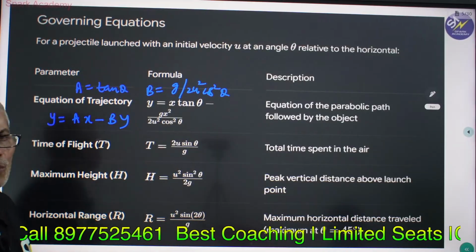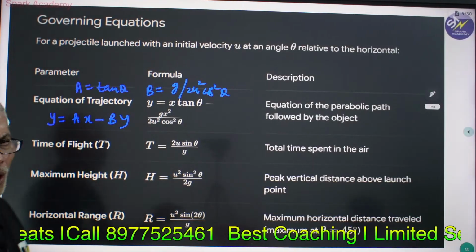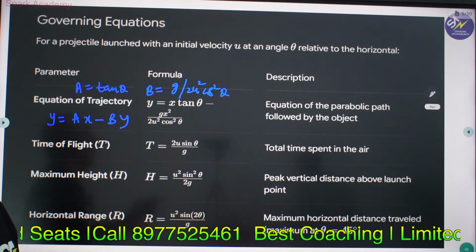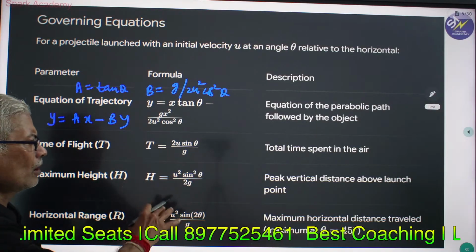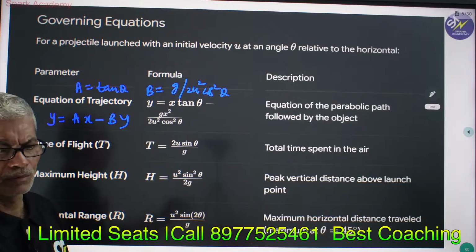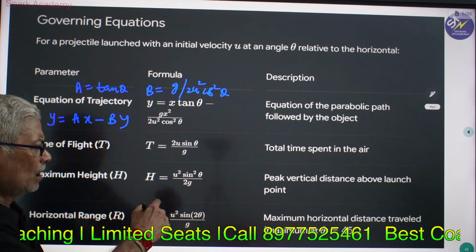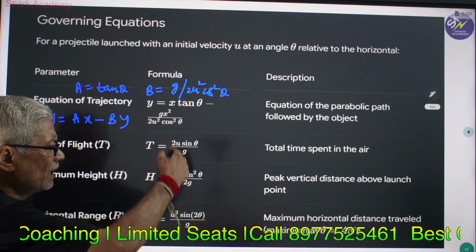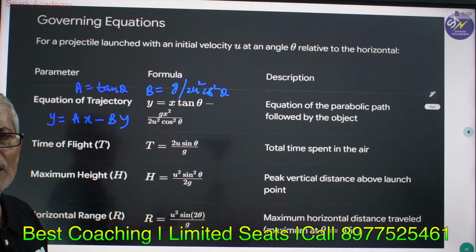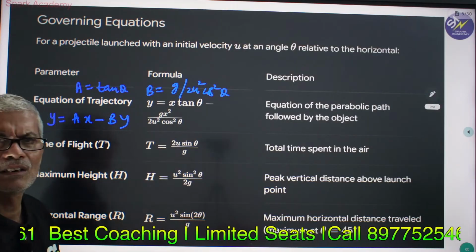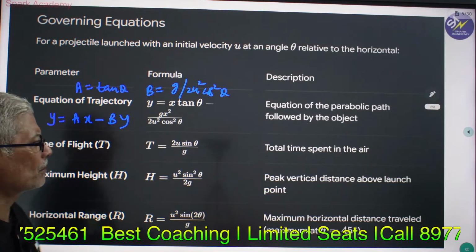I advise you kindly to learn all these formulas by heart. You cannot solve them during the exam; there is absolutely no time to solve. If you forget the formula, then you can actually derive it. And once you know the formula, you can apply it to solve a numerical problem.